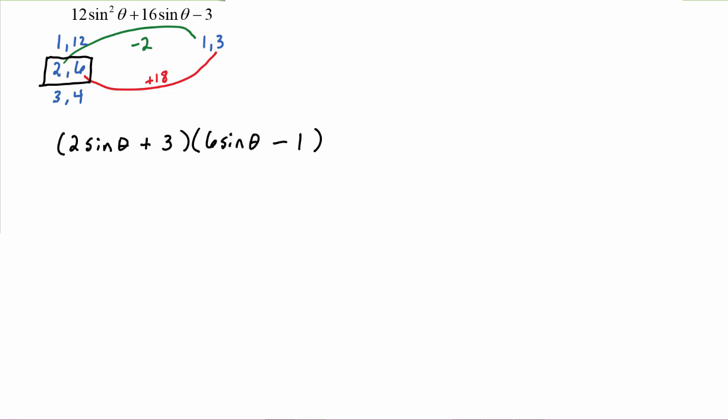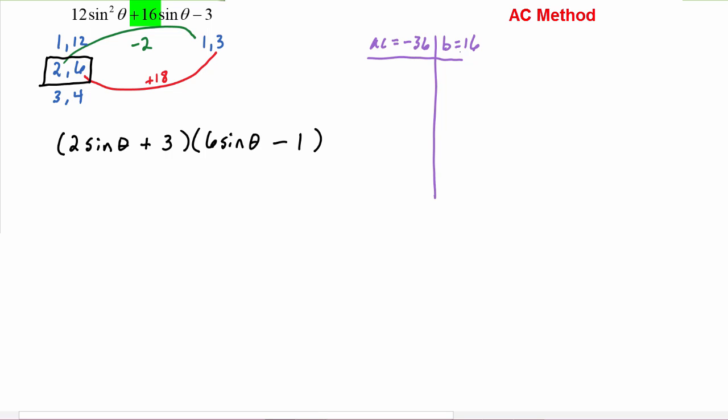Now, if we were to do the AC method on this one, we know that the AC term is equal to 12 times negative 3, which is negative 36. We know that the B term is equal to 16. So we come through and we say negative 1 and positive 36. Again, I know the smaller magnitude is going to be the negative because my B term's positive. They have to add up to be a positive. So that's not it. Then we would have minus 2 times 18, and there it is, because those two add up to be 16.